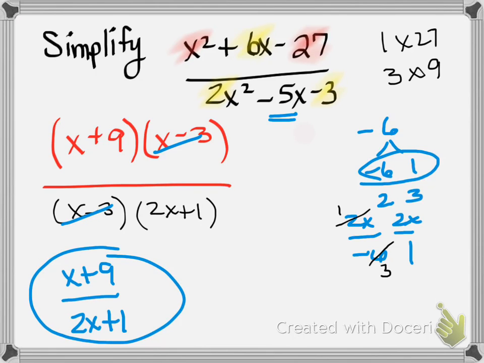Okay, the only restriction is ever going to be found in the denominator. So you're going to look here, and basically you're just solving that for 0. And that would tell you that x cannot equal negative 1/2.